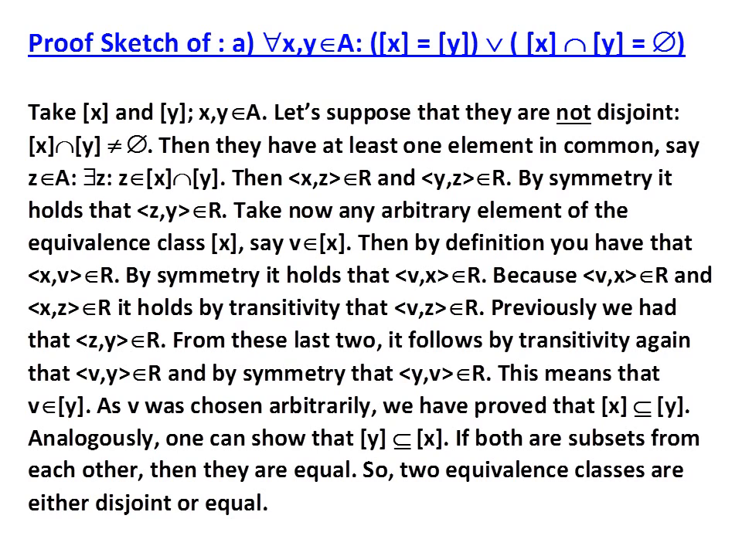As v was chosen arbitrarily, we have proved that [x] is a subset of [y]. We can prove in an analogous way that [y] is a subset of [x]. If both are subsets of each other, then they are equal. So, two equivalence classes are either disjoint or equal.